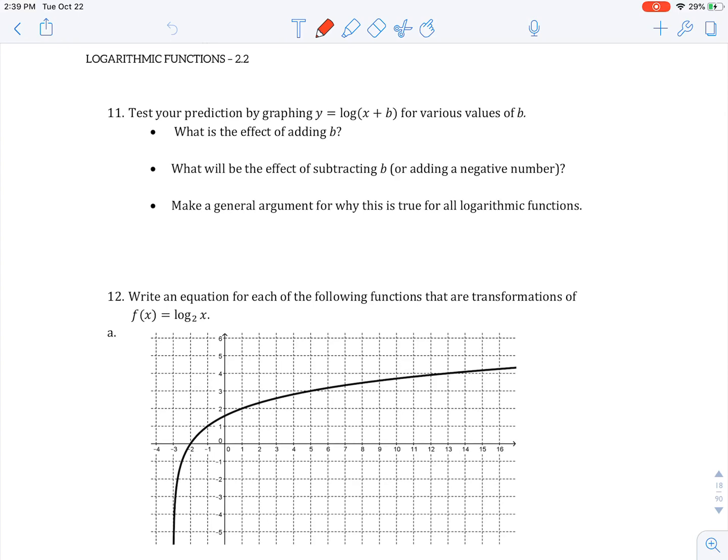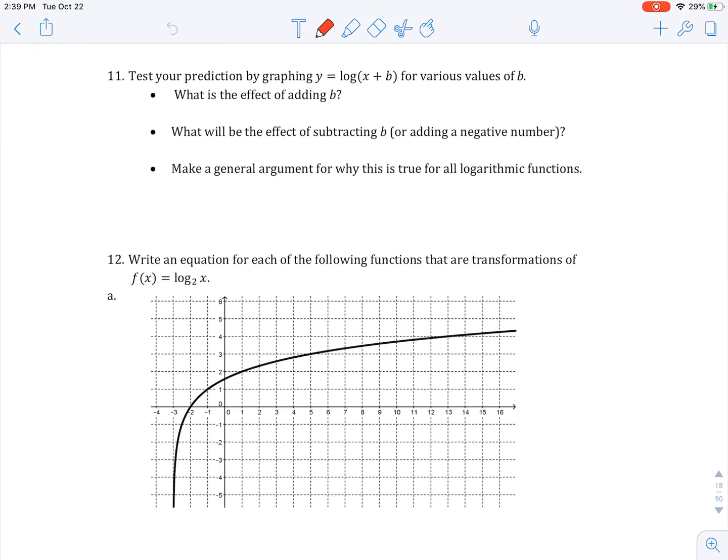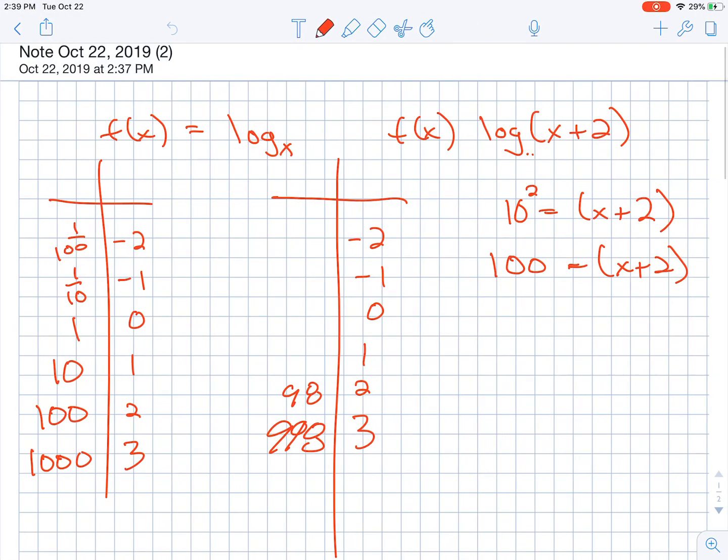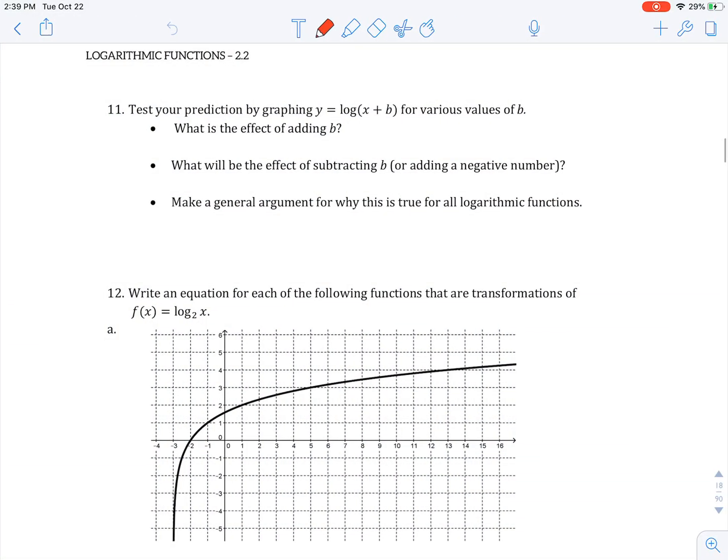Number 11, test your prediction for various values of b. That's what I just did. What's the effect of adding b? Well, it's going to move it to the left. Here it was, and mine went left 2. So it's kind of similar to quadratics, okay? Except this time, when something is added, like this one was added, it moved left 2, like quadratics. You might remember some of that from last year. So it's sort of similar, but there are definitely some differences that you're going to want to watch out for.